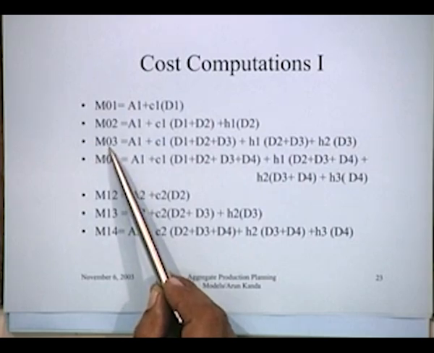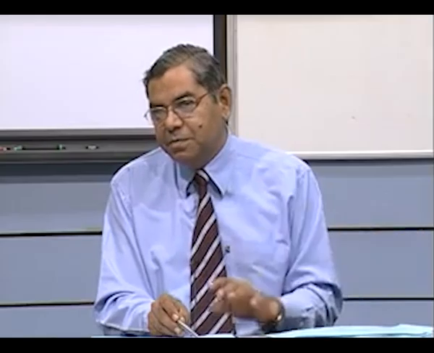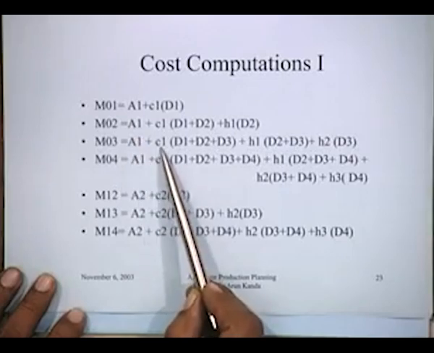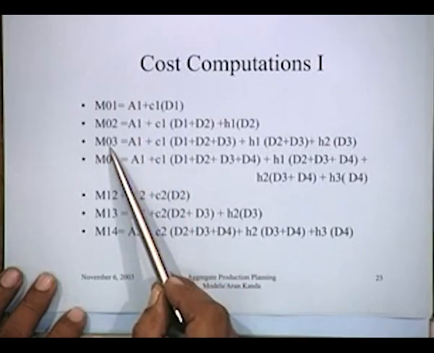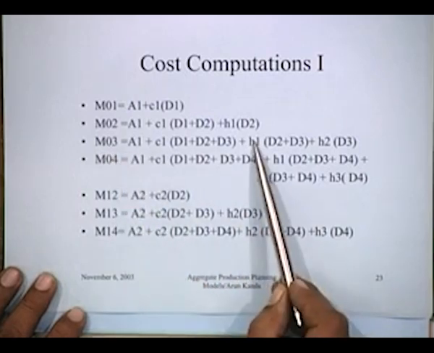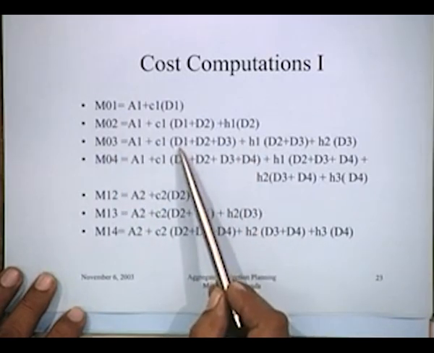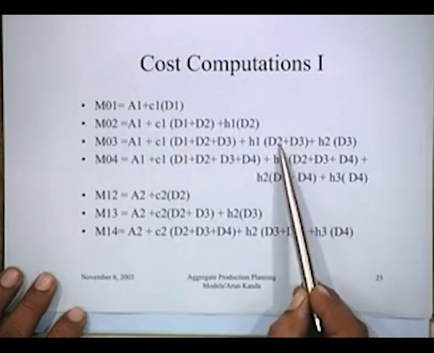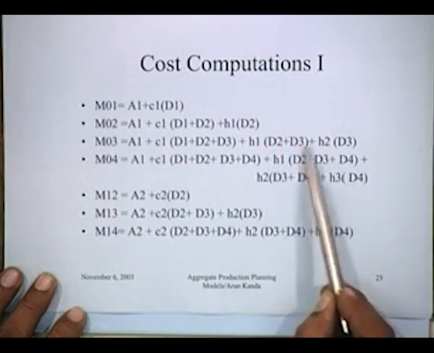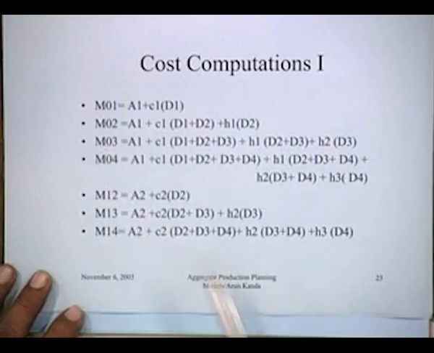Similarly M03 is slightly more complicated. It is the cost of producing in period 1 for the requirements of periods 1, 2 and 3. Okay, you understand now the significance of the interpretation. So this will be A1 plus C1 into production, which is now D1 plus D2 plus D3. This is taking place in the first period itself. Plus H1, what was consumed in the first period was D1, so D2 plus D3 had to be carried to the next period. And then D2 was consumed in the second period, so ultimately H2 in the second period you have to carry D3. So this becomes the total cost in the period, in the M03.